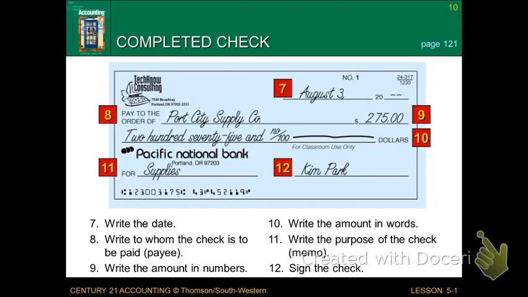As far as the cents go, you can see that on this example they have the word no /100. That means no cents over 100 pennies in a dollar. And let's pretend there was 50 cents on this check. You would write 50 /100 to represent 50 cents.